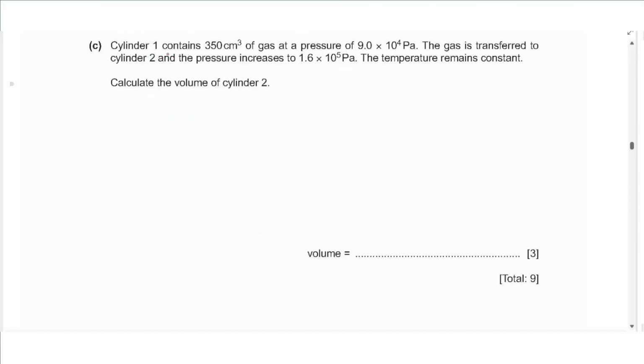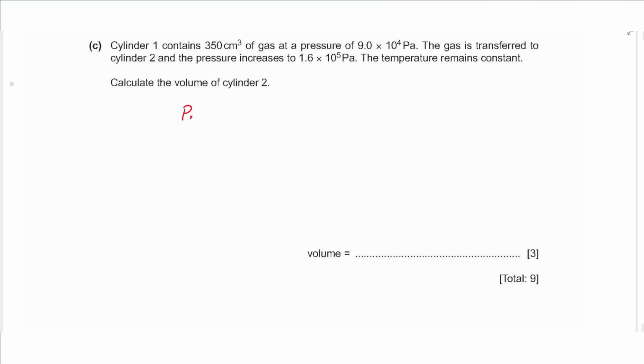Part C says cylinder 1 contains 350 centimeter cubed of gas at a pressure of 9.0 times 10 to the power of 4 Pascal. The gas is transferred to cylinder 2 and the pressure increases to 1.6 times 10 to the power of 5 Pascal. The temperature remains constant. Calculate the volume of cylinder 2.